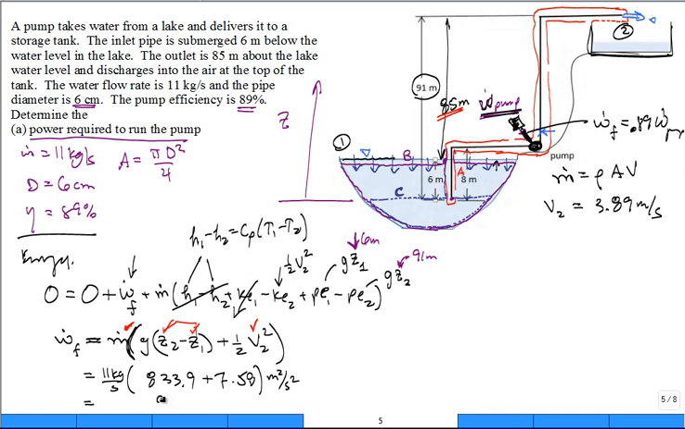Essentially, 99% of the pump mechanical energy that went into the fluid is needed to boost the elevation, and roughly 1% is required to have sped it up.